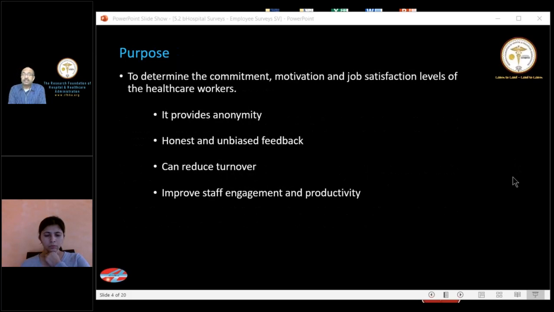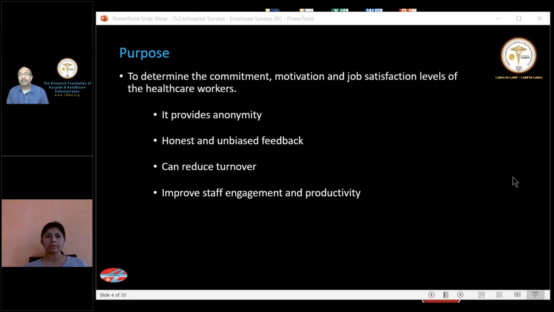The purpose is to determine the commitment, motivation, and job satisfaction levels of the healthcare workers within the hospital, and in this we cover all categories of workers. Employee surveys are supposed to be anonymous. We will see what types of surveys we do, and anonymity is an integral part of any employee survey that we want to carry out.